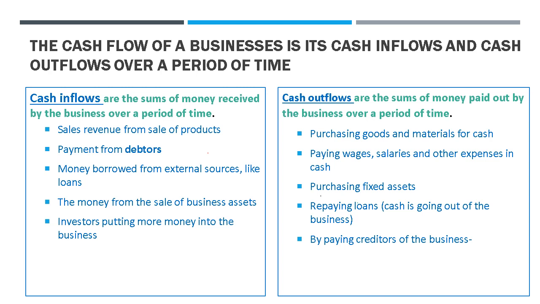Debtors. These are the customers who have purchased the goods and the payments are yet to be made to the business. Money borrowed. Money can be borrowed through some external sources or from the bank. For example, bank loans.